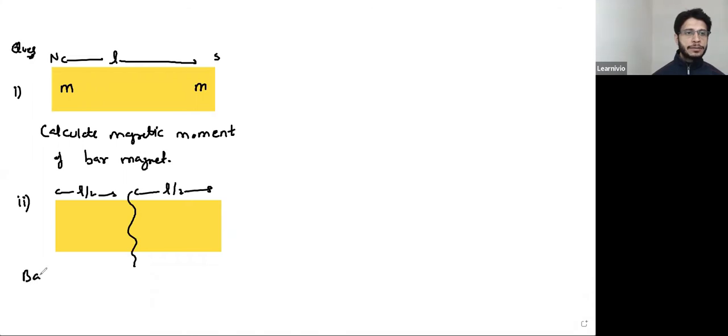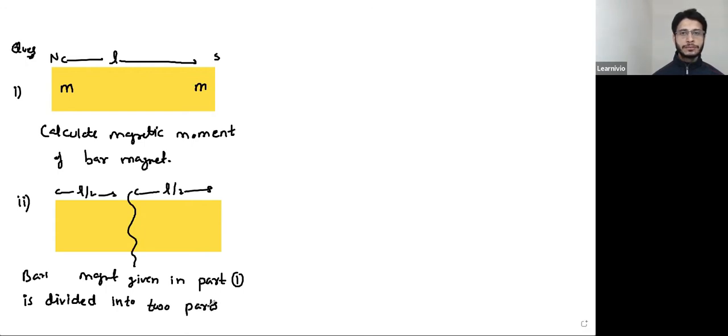So the bar magnet given in part 1 is divided into two parts. Calculate the magnetic moment of each part.